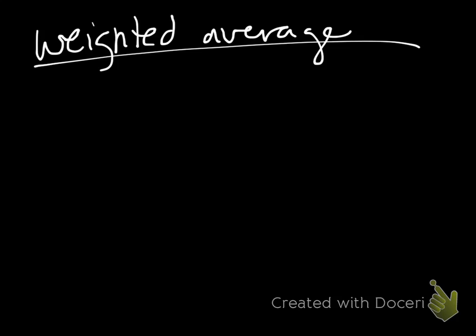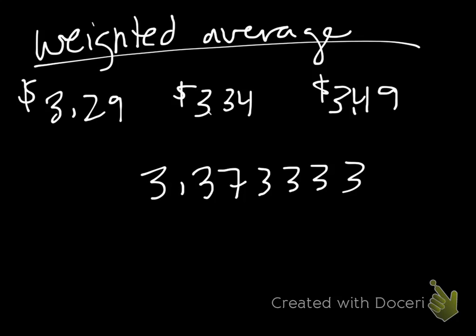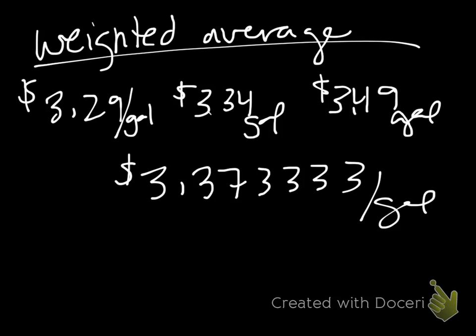So let's say we got 3 gas stations and we want to figure out the average price of gas in an area. I got $3.29 a gallon, I got $3.34 a gallon, and I got $3.49 a gallon. What's the average price of gas in this area? So we've got an average price of $3.37 and 33333 per gallon, because this is gas prices we're talking about here. Okay, and you all know how to do an average. How did you do that average? Add them all up and divide by the number you got. Okay, good, smart critters that you are.